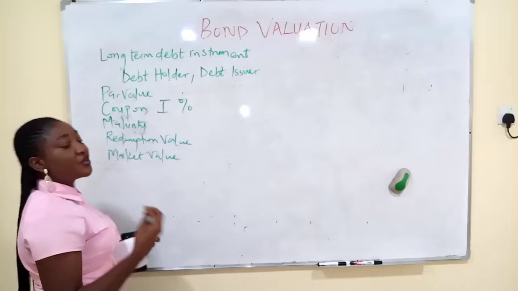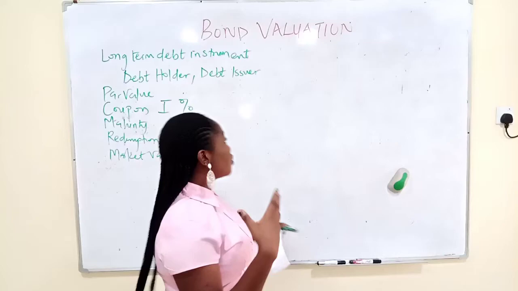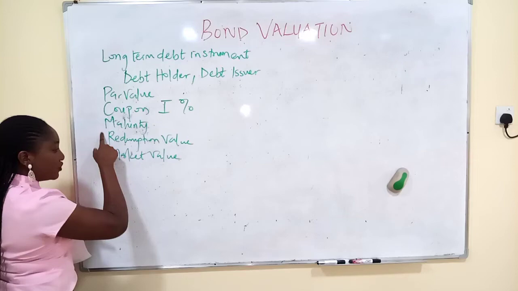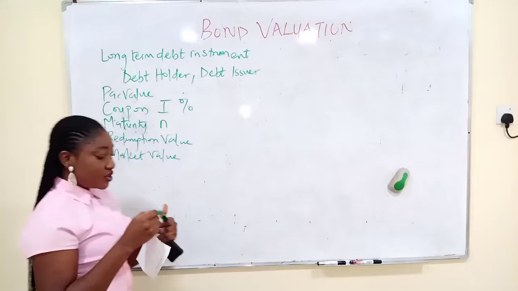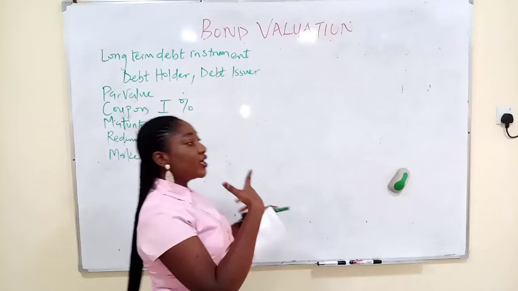If I put money in your business as debt, I'm the debt holder, you are the debt issuer. So the debt issuer must pay interest to the debt holder. It could be monthly or annually. Then every bond has a maturity, something like N, the number of years, except for irredeemable debt, where there is no specified date for maturity. You don't have a specified date when the debt relationship will expire and the debt issuer will have to pay back the principal to the debt holder.